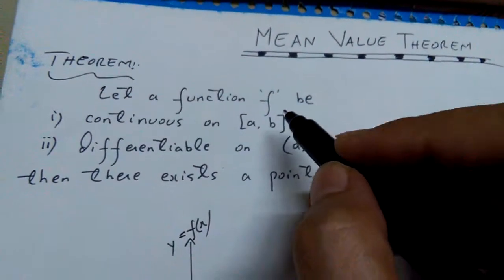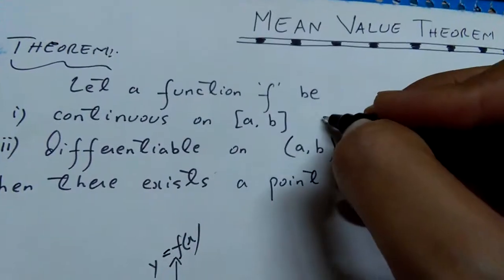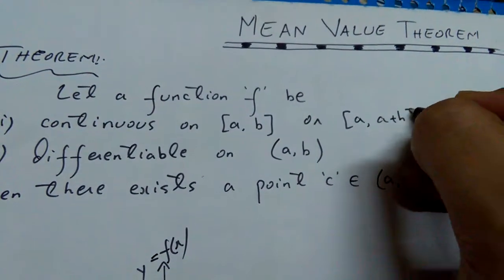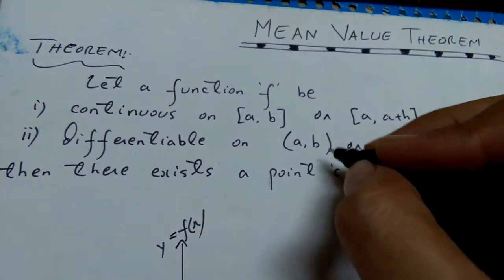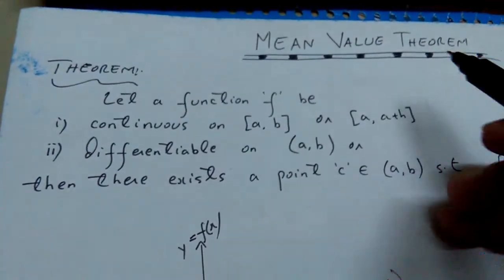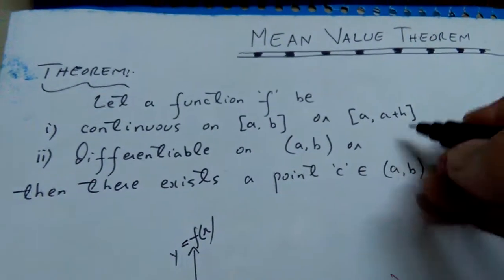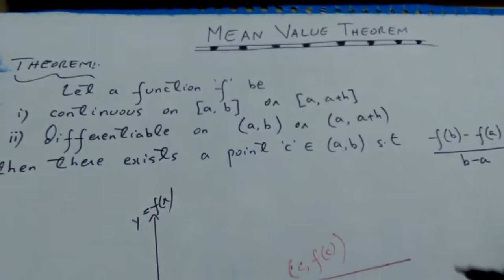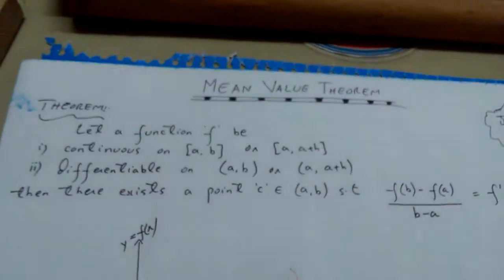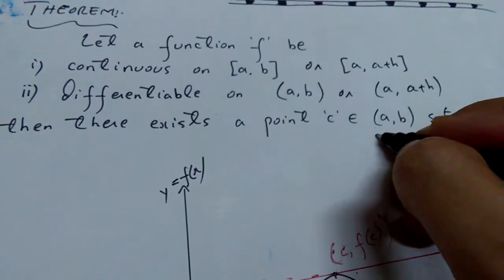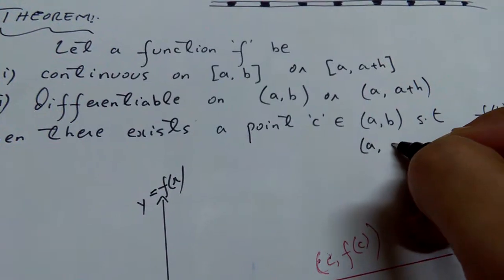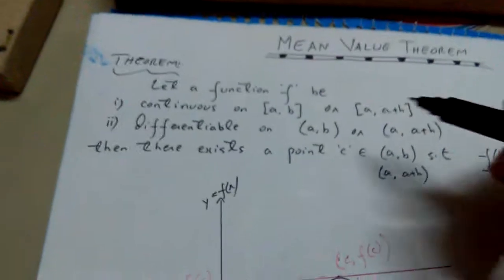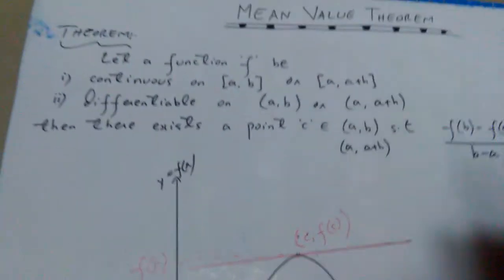So in your theorem, you can also write like this, that if your function f is continuous on a closed interval a, a plus h, and differentiable on an open interval ab, you can also interpret it like this. All right, so there is going to exist a point C within this open interval a comma a plus h. So I'm going to now change the representation of my point C as well.